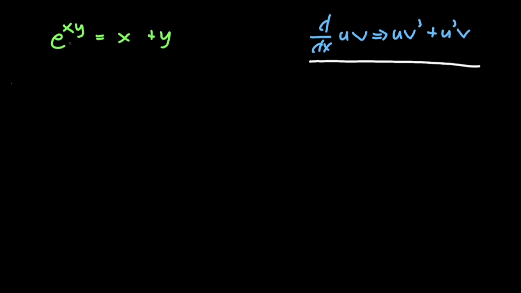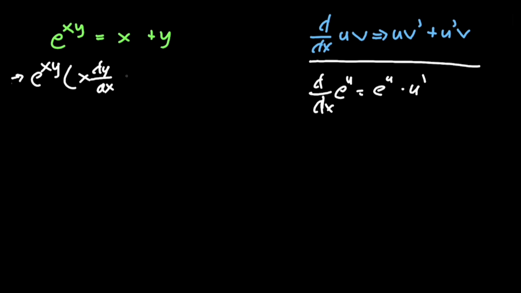Let's try e raised to the power of xy equals x plus y. So derivative of e raised to the power of u is e raised to the power of u multiplied by u prime. In this case, u here is x multiplied by y. So derivative of x multiplied by y is x dy/dx plus 1 multiplied by y. Derivative of x is 1. Derivative of y is simply dy/dx.